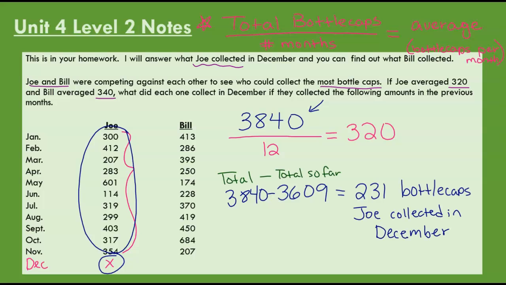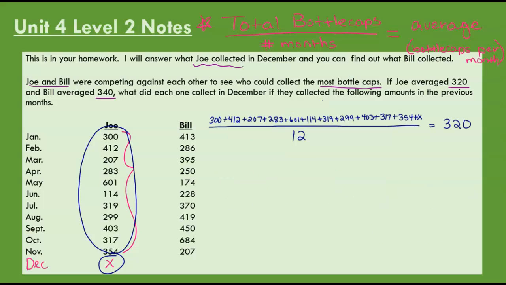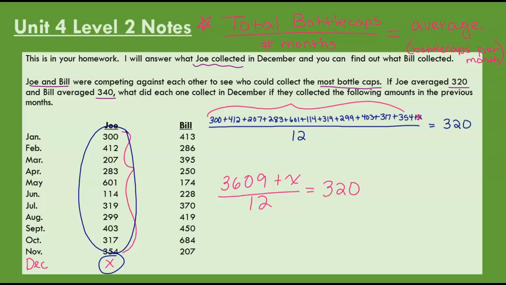So this is kind of what we did, and I'm going to show it as an algebraic equation as well, and I'm going to quickly go through that. On top, I have the 11 months plus my 12th month x divided by 12 equals an average of 320 bottle caps. To find this, I would add up all of the bottle caps that he's collected so far in the 11 months, plus our December month, divided by 12 has to be equal to 320.